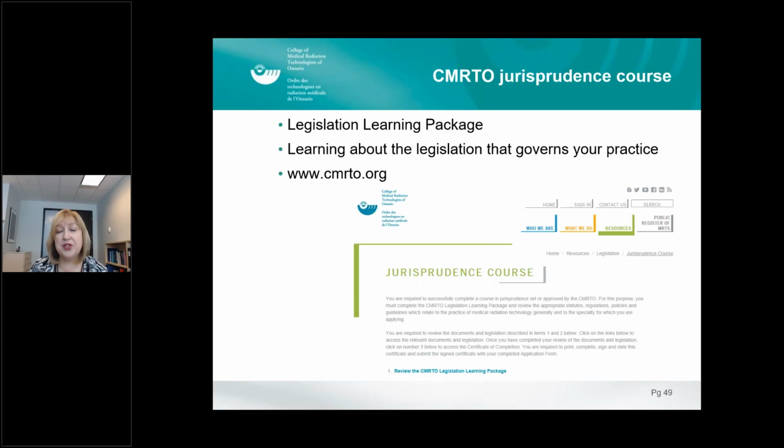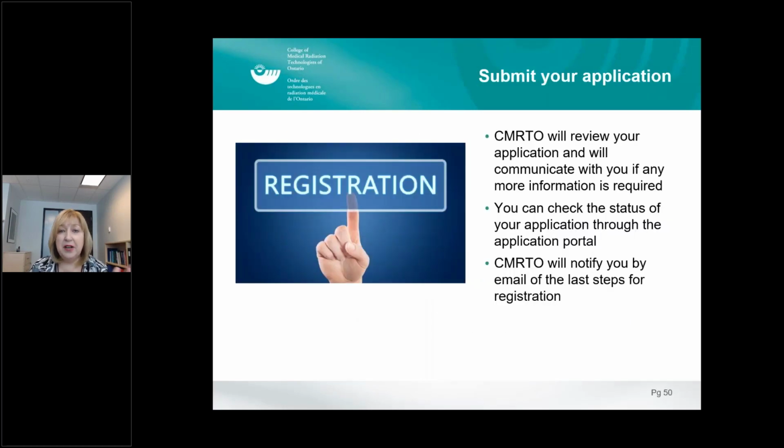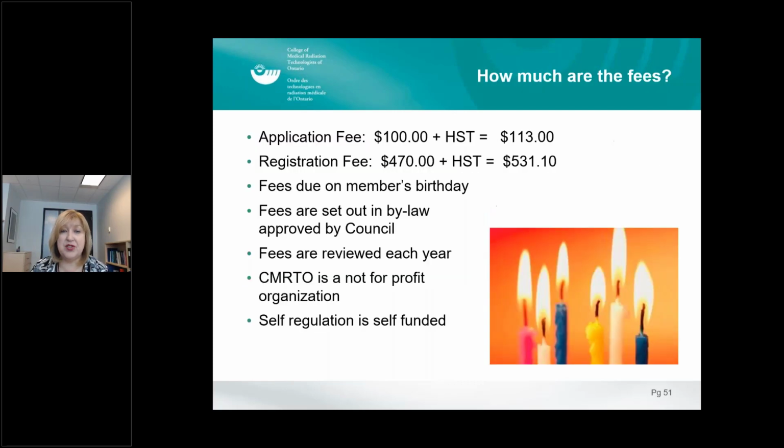You're also required to do the jurisprudence course, which is an online, self-directed, free program that's on our website. So you can do that at any time and print that certificate off and upload that. And that teaches you about the legislation that governs your practice. And then when you've done all that, submit your application. And we will review it and communicate with you if we need any more information. You can check the status of your application through the application portal. And then when we've assessed it, we'll notify you by email of the last steps of our registration.